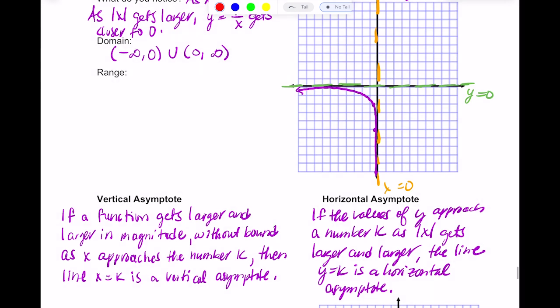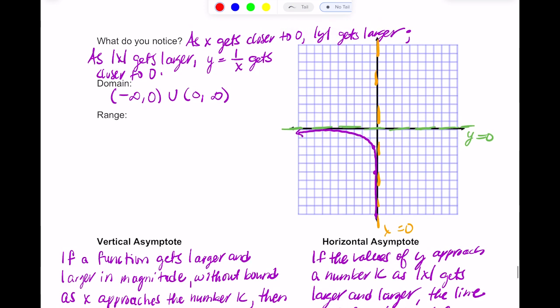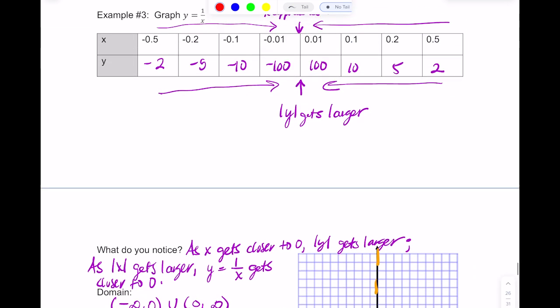through. Okay, and I know that because we already said that as the absolute value of x gets larger and larger, the function itself gets closer to 0. So as x is going to get larger, as I go this way, the graph's going to get closer and closer to 0. It's never going to actually equal 0. And you'll see that when we graph the other branch of that figure.